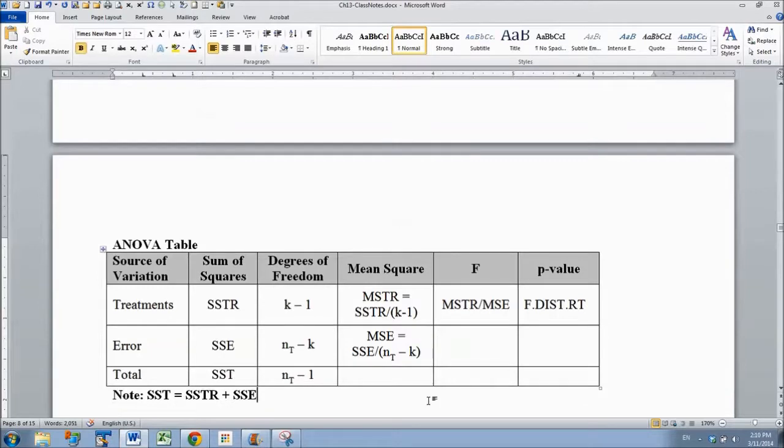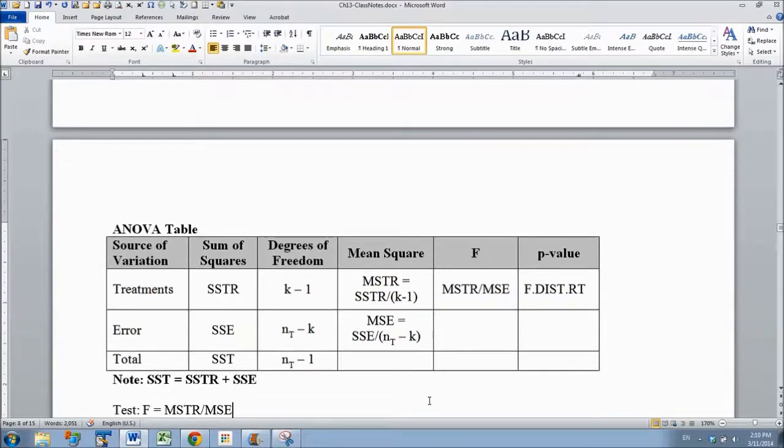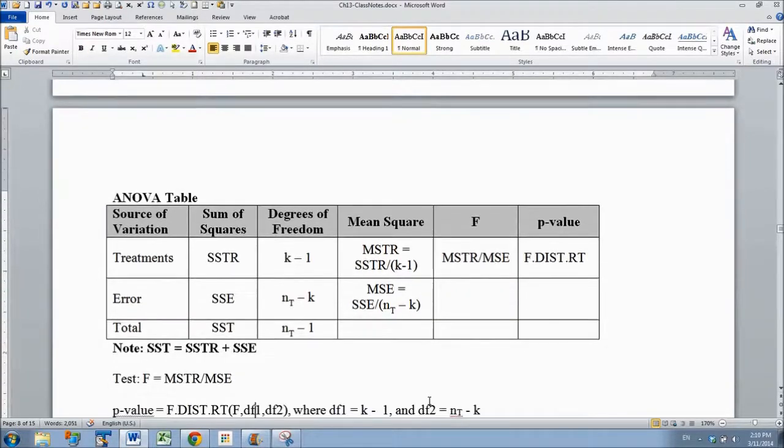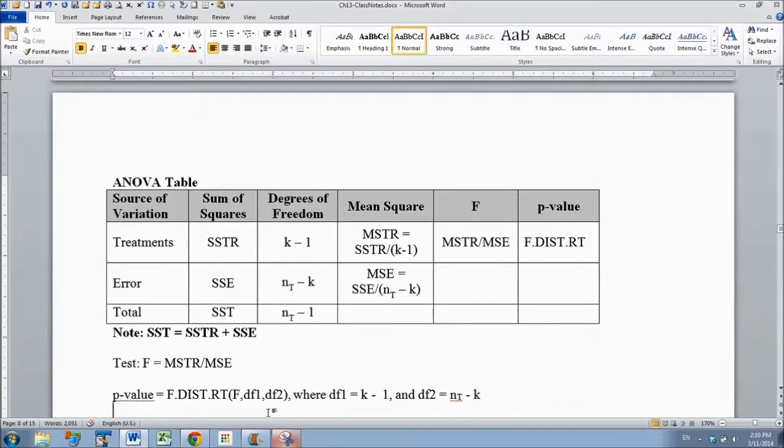So if the P value is small enough, smaller than the level of significance alpha, then we can reject the null hypothesis. So this is the theoretical basis for the hypothesis test, the ANOVA hypothesis test.